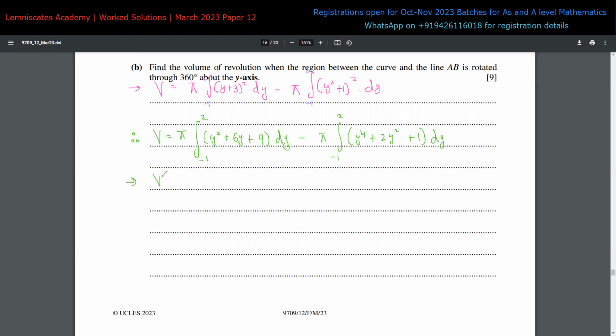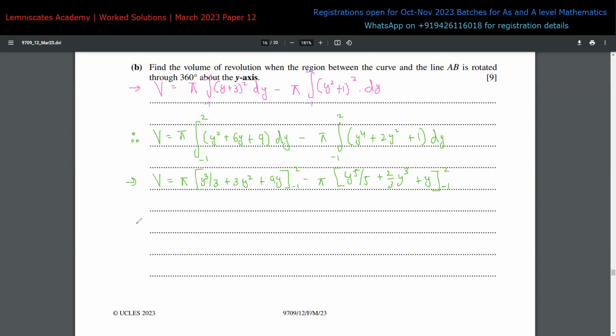So now this V, therefore now we are doing integration over here. So pi, over here it would be y cubed by 3. Over here it would be 6y squared divided by 2. So 6 by 2 becomes 3, and y is getting squared, plus 9y. The values are going from -1 to 2. Then again minus pi. And now if we integrate this, this becomes y to the power of 5 by 5, then plus 2 by 3 y cubed, because 2 plus 1 is 3, plus y. And over here also, the values are going from -1 to 2.